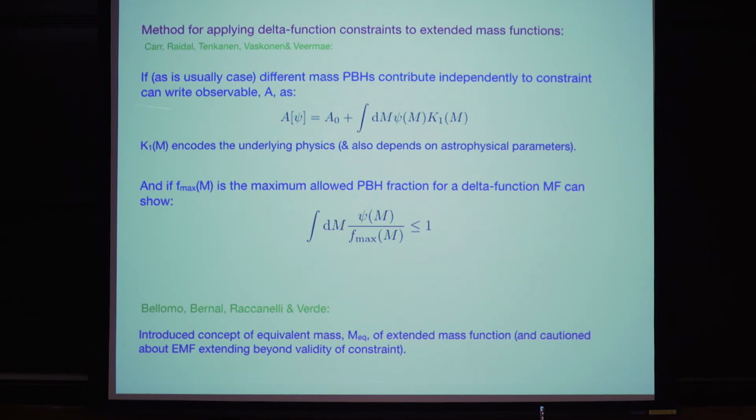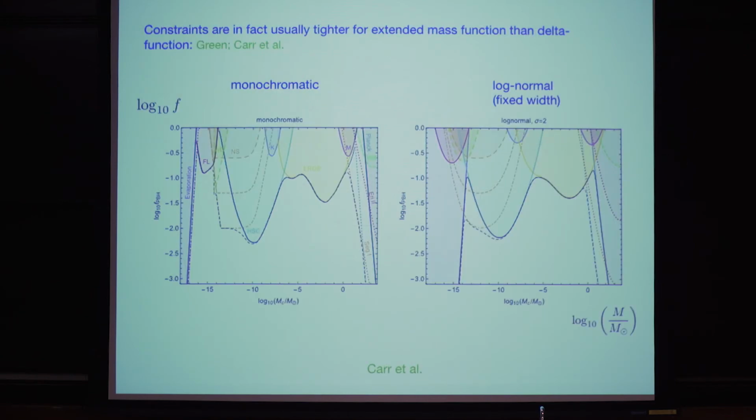So this was originally demonstrated by these guys. There was some follow-up work by these guys who then extended the concept to say that every extended mass function is equivalent to a delta function with a particular equivalent mass. The bottom line is that the constraints, once you take into account realistic extended mass functions, are actually tighter than for a delta function. The general conclusion was reached by Carr et al.